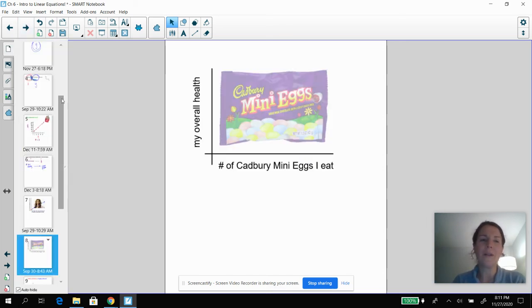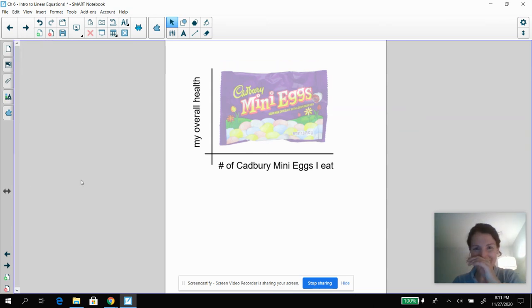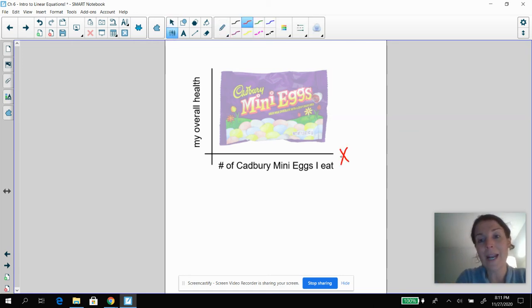Ooh, this is a good one. The bane of my existence. So the number of Cadbury eggs that I eat. So here is my X variable, the number of Cadbury eggs that I eat versus my dependent variable, my overall health. So my health is really dependent on the number of Cadbury eggs that I eat. So I'm a pretty healthy person, but let's say we're talking the number of bags that I eat.